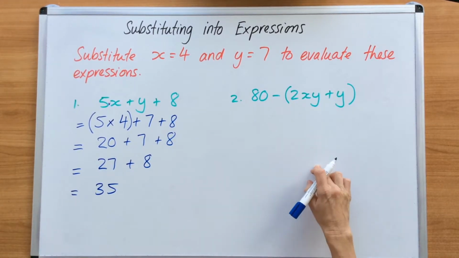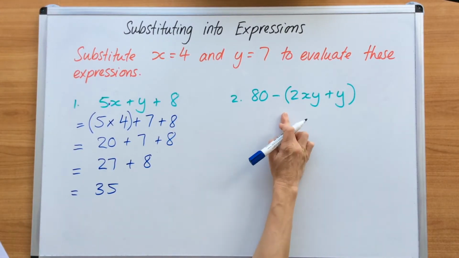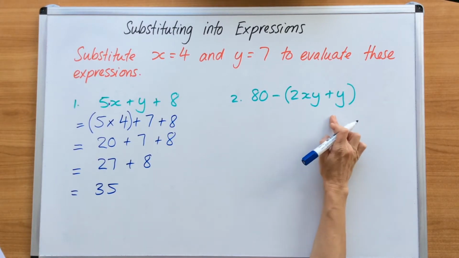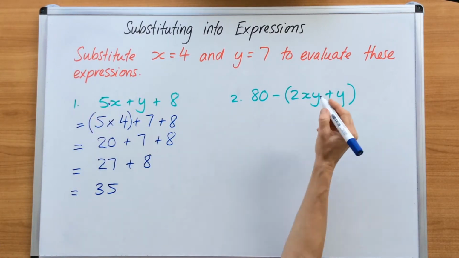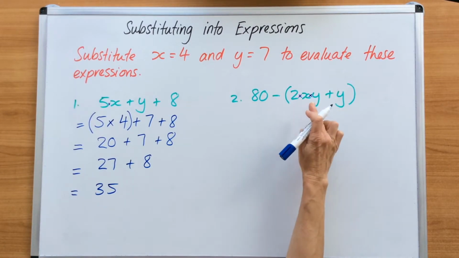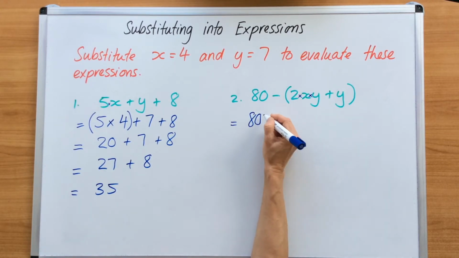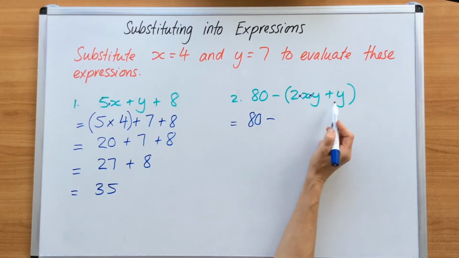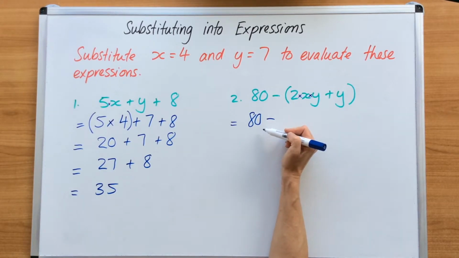In this example over here, this question I should say, we've got 80 minus bracket 2xy plus y bracket. So again, like this question here, we're going to have invisible multiplication symbols in between the 2 and the x and the y. So my next line of calculations will exist in this bracket because brackets come first. So I just drop down the 80 minus.